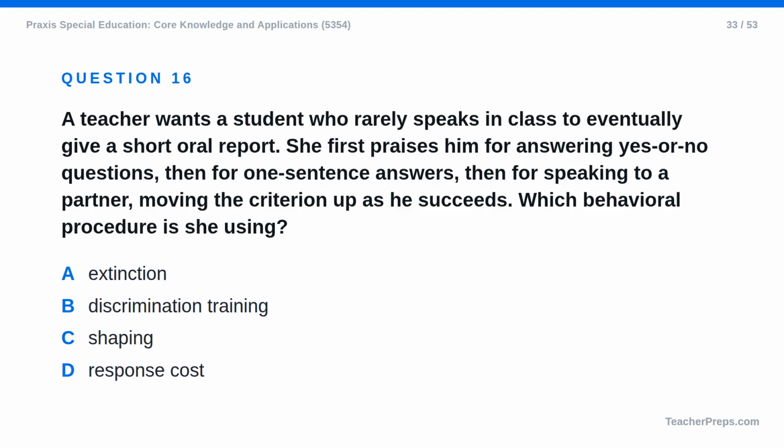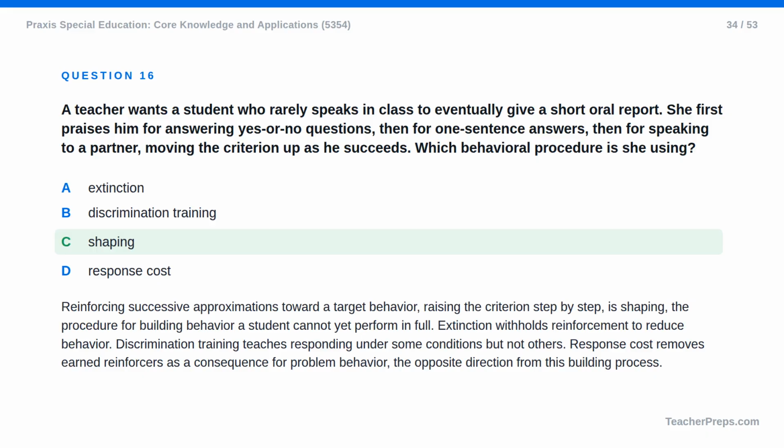Question 16. A teacher wants a student who rarely speaks in class to eventually give a short oral report. She first praises him for answering yes or no questions, then for one-sentence answers, then for speaking to a partner, moving the criterion up as he succeeds. Which behavioral procedure is she using? Pause the video and select the best answer. The correct answer is C.